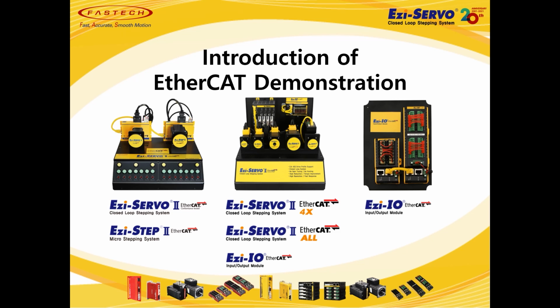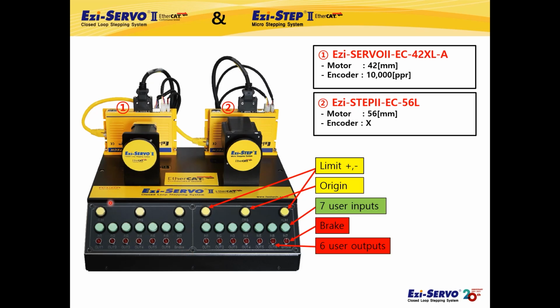There are 3 types of demonstration. Each demonstration has complete wiring so that user can test it by simply connecting it to the master that user have. First of all, this is the EtherCAT 2-axis demonstration with Ezi-SERVO II EtherCAT, which is closed-loop stepping system, and Ezi-STEPII II EtherCAT, which is open-loop micro-stepping system.